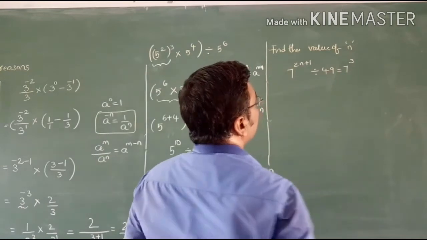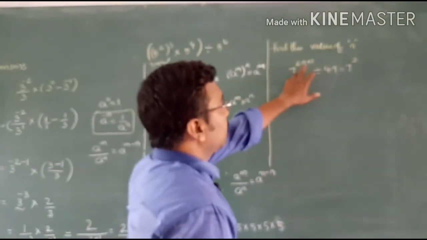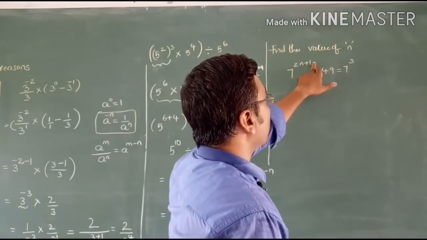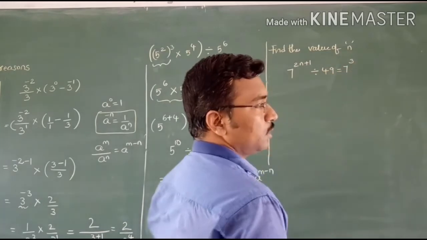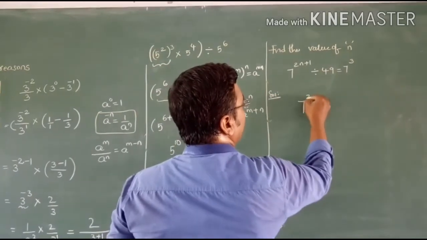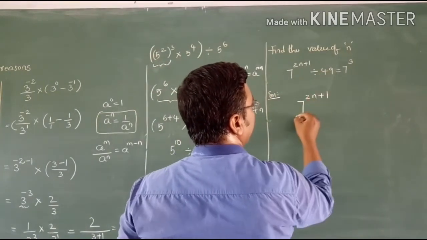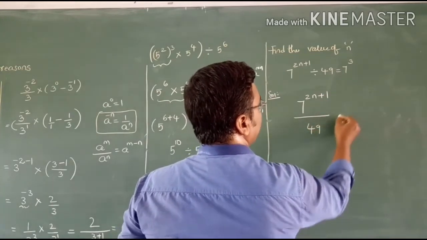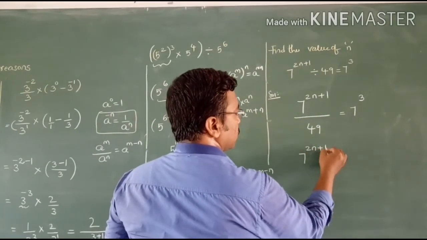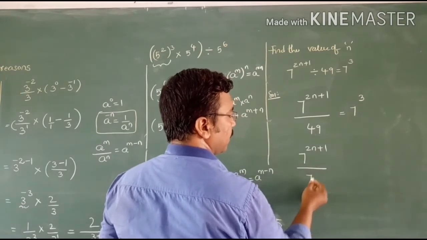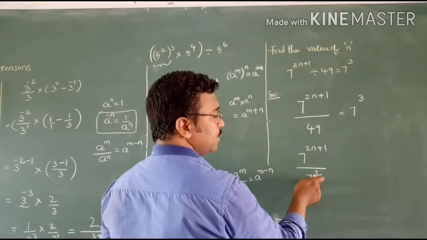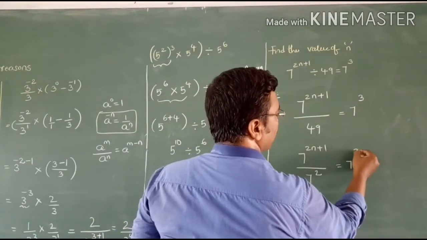So now we have to find the value of n. Here in the problem we have to find the value of n. 7 power 2n plus 1 divided by 49 is equal to 7 power 3. So how can we do this? See, 7 power 2n plus 1 divided by 49 is equal to 7 power 3. I am writing this 49 as 7 into 7, so that 7 into 7 I am writing as 7 square, is equal to 7 power 3.